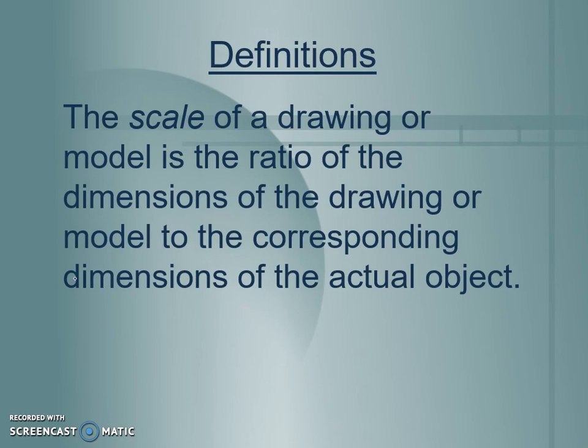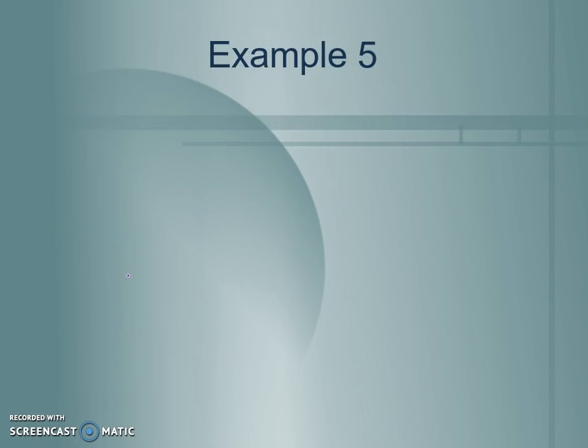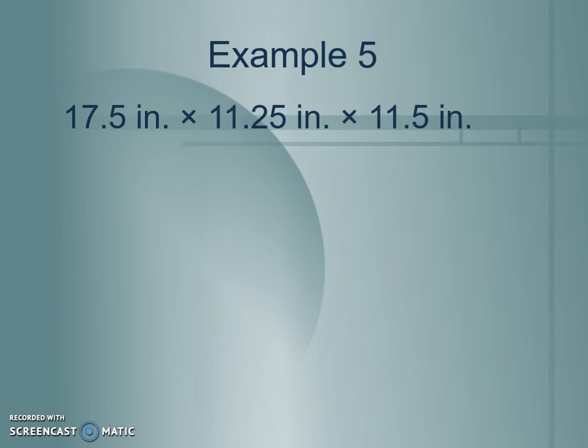So that's what we've just been doing, but now we're actually going to put it into context. In a scale drawing or model, all the dimensions are in the same scale or ratio to the actual dimensions of the object. So example 5. A toy manufacturer makes scale model tractors with a 1 to 8 scale. If a model has dimensions of 17.5 inches by 11.25 inches by 11.5 inches, what are the corresponding actual dimensions of the tractor?